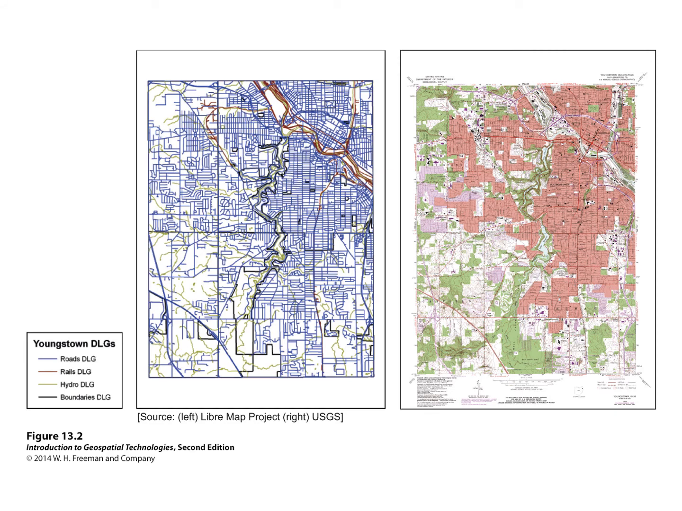Some more examples. We're looking at Youngstown, Ohio. We have DLGs, digital line graphics. And then on the right, you've got a more traditional looking digital raster graphic of some sort.